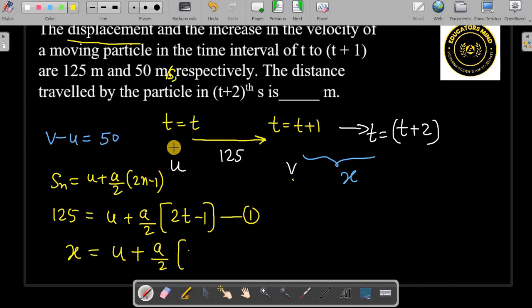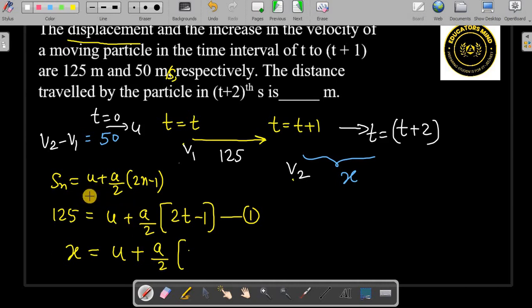Because if you take this, the initial velocity cannot be here, because this is at t seconds. Okay, let's take u as some initial velocity when time was 0. The velocity was u. And here the velocity, let's say v1, and this velocity, let's say v2. So they have given the difference v2 minus v1.